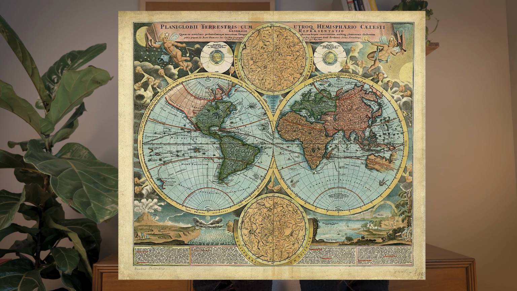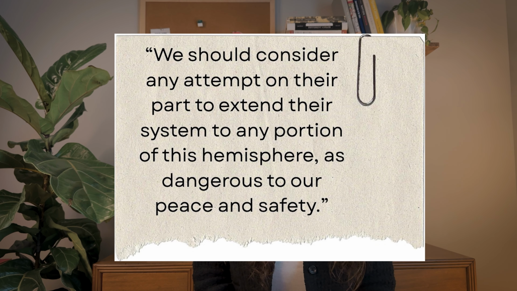countries. This was a far cry from George Washington's policy of neutrality in international affairs. Monroe noted that European governing systems were different from the American experiment with democracy, and he didn't believe that these two systems could coexist in the same hemisphere, saying, quote, "We should consider any attempt on their part to extend their system to any portion of this hemisphere as dangerous to our peace and safety."